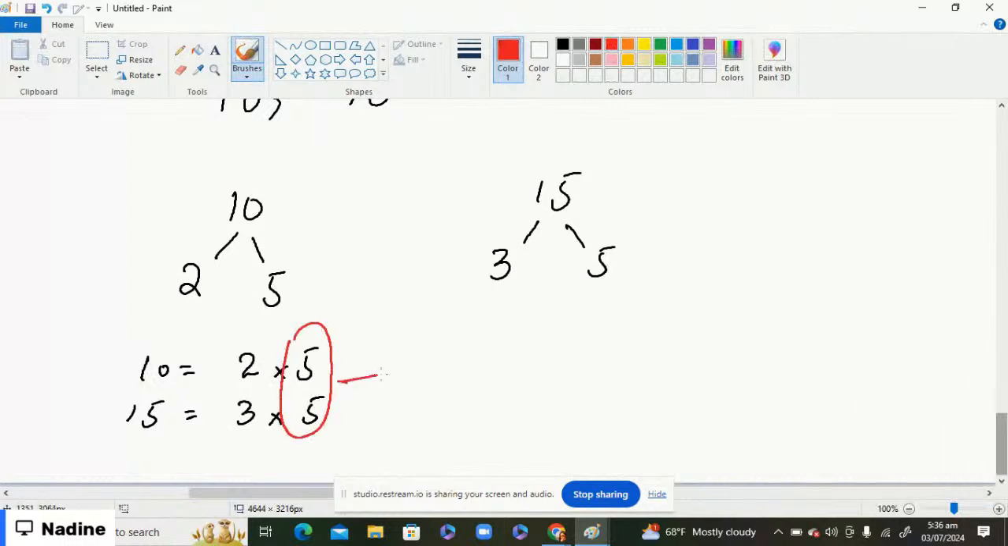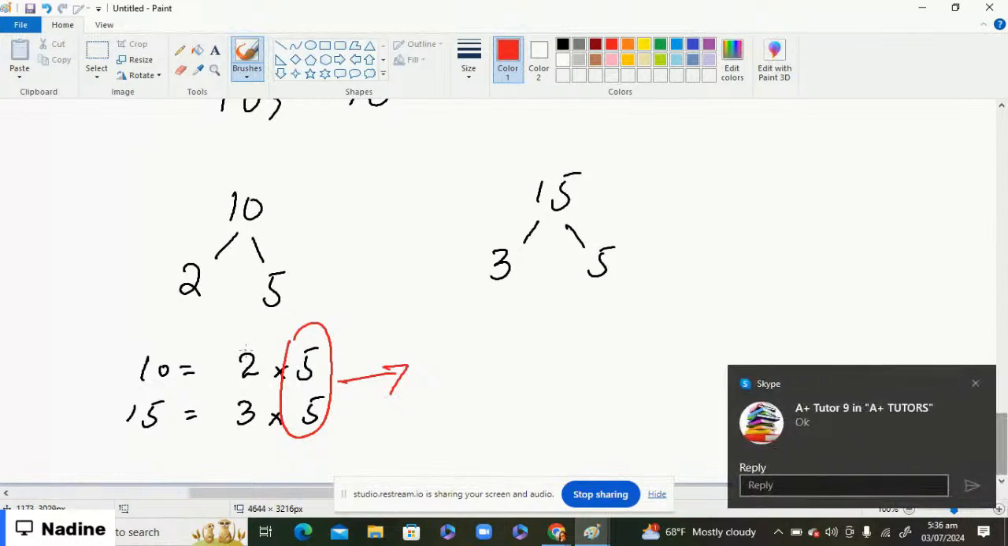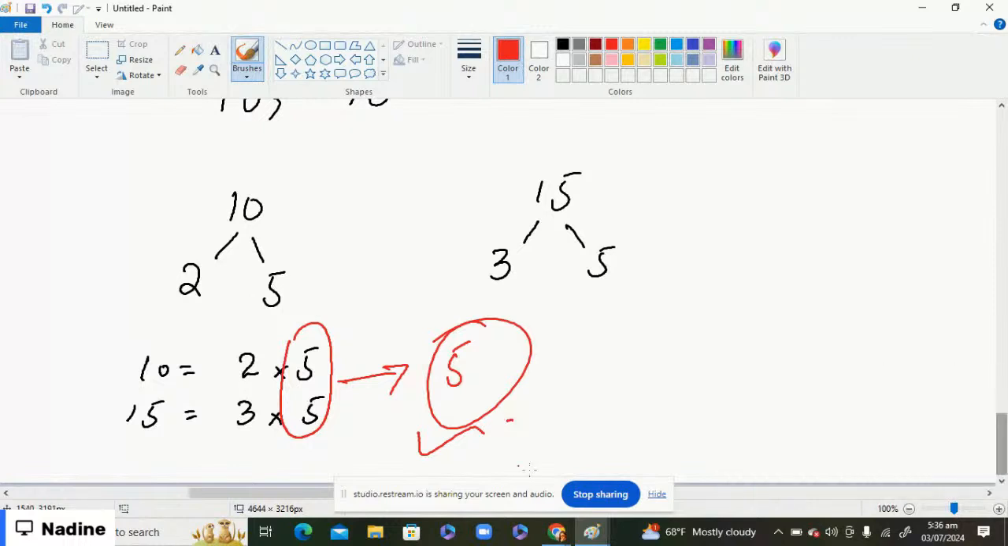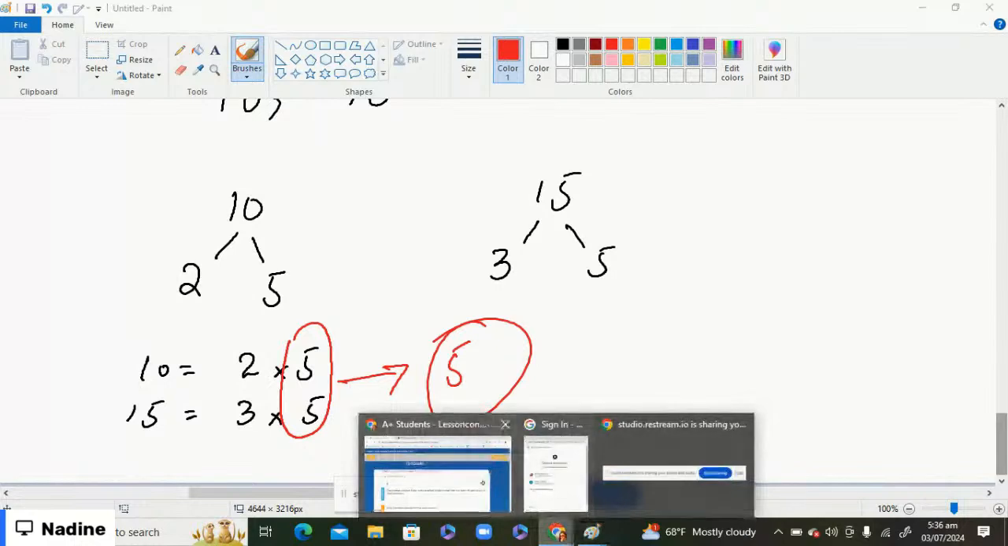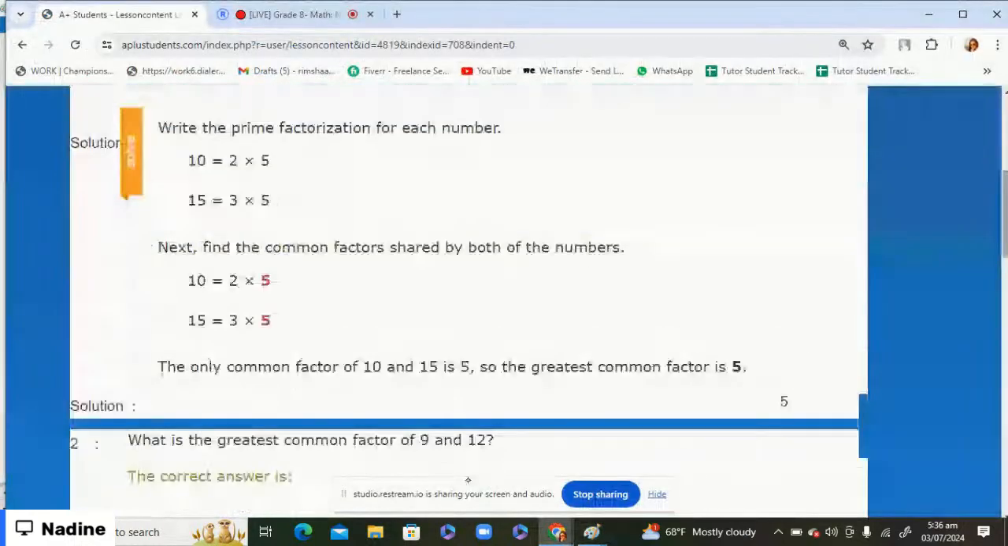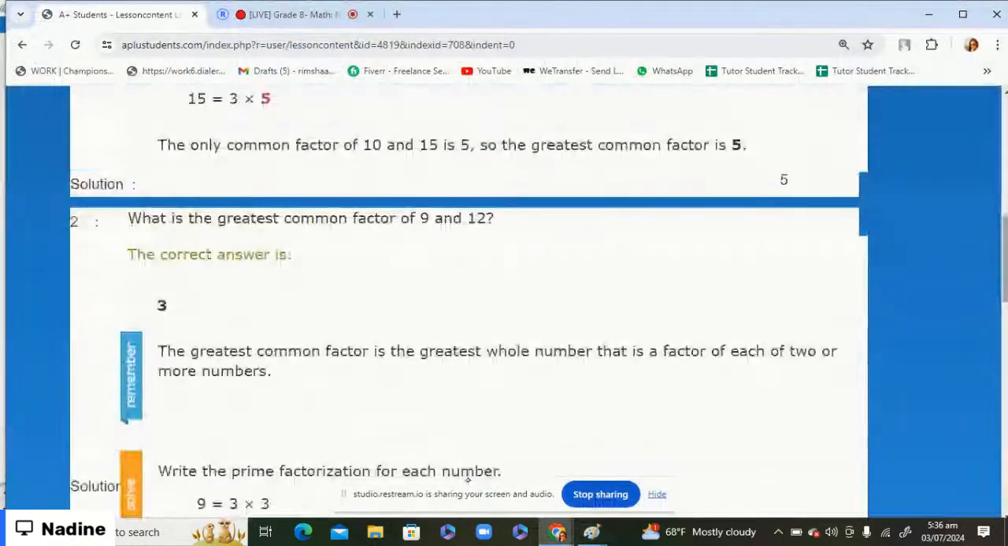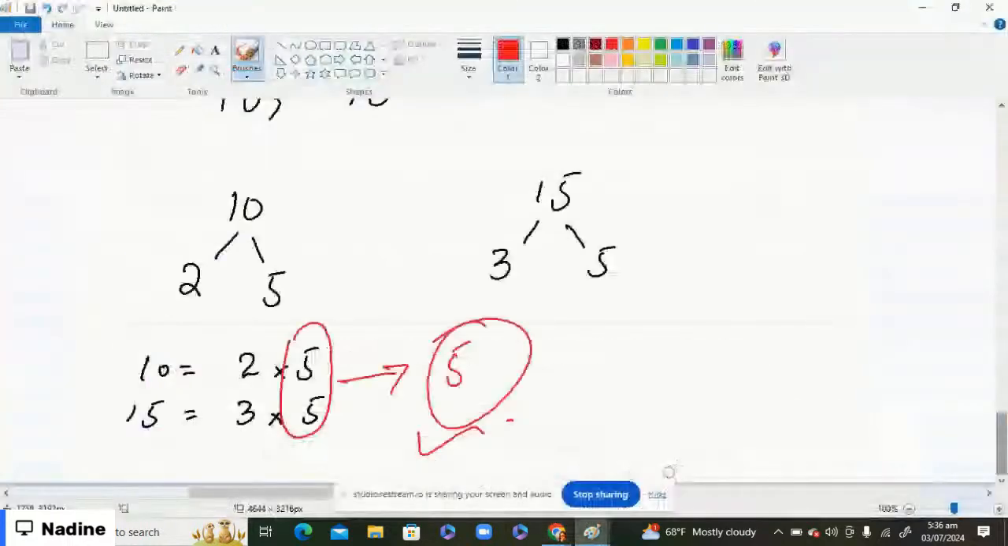This one. Even if it appears as a pair, only write it once. So this is a 5. 5 is the GCF of 10 and 15. Okay, this is the greatest common factor of 10 and 15. All right, let's do one more question. 9 and 12. Let's do it.